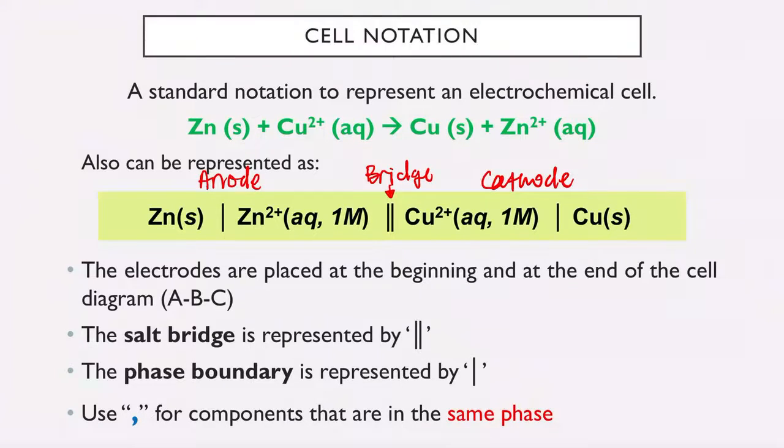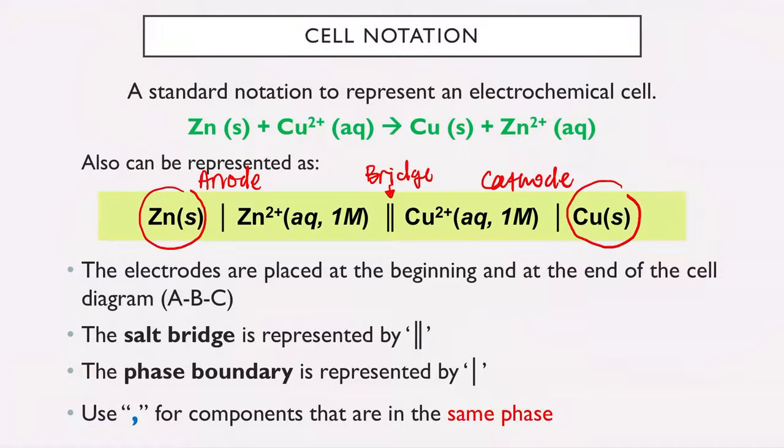Okay, so the electrodes are placed at the beginning and at the end of the cell diagram. So here you have your zinc electrode. Here you have your copper electrode. Okay, so that is how you write down your cell notation. In the middle, you have your salt bridge represented by these two parallel lines, and then this single parallel line is the phase boundary. Okay, maksudnya to differ between solid state and aqueous state. Okay, so this one aqueous state and solid state.